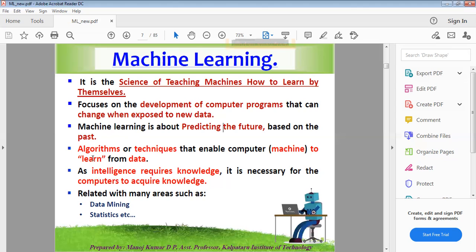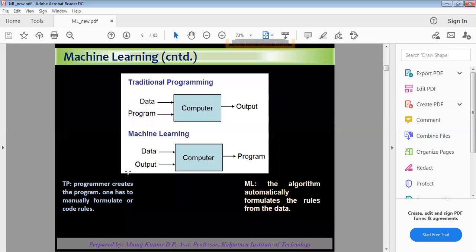Next, algorithms are techniques that enable computers to learn from data. So machine learning is a set of algorithms. It is a step-by-step procedure to perform a program. It enables the machine to learn from data. As intelligence requires knowledge, it is necessary for computers to acquire knowledge. Related areas are data mining and statistics. So from the computer you learn something. Now let us come to machine learning and traditional programming.